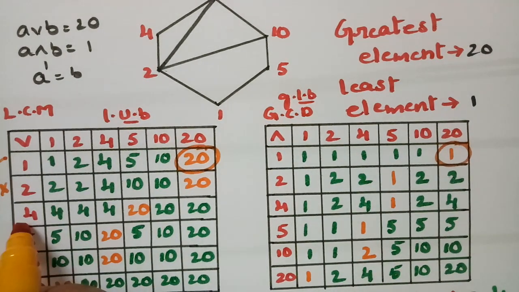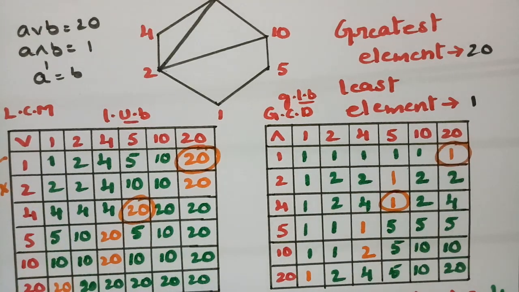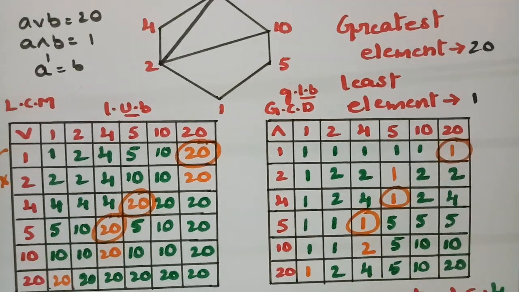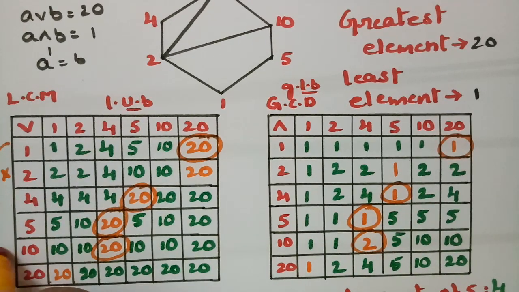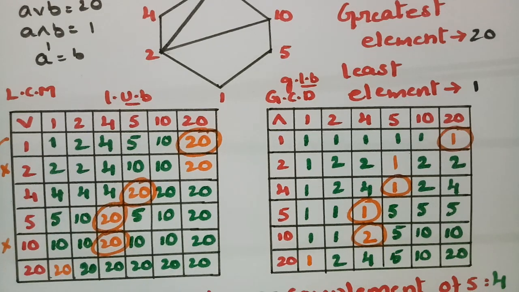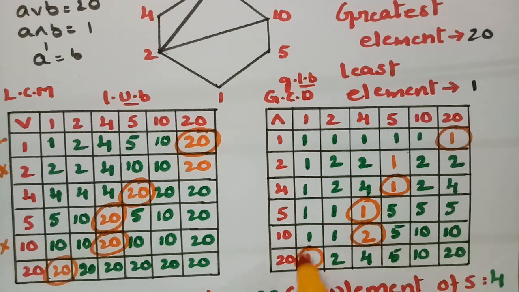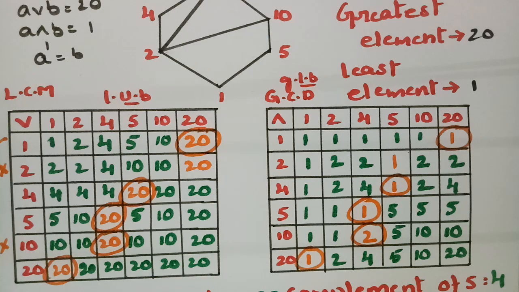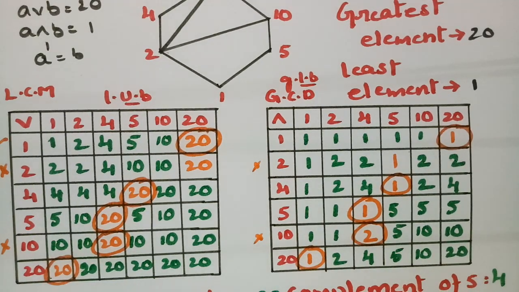And next coming to 4, see here the fourth position, the greatest element is here and the least element is here. And coming to 5, we have the greatest element here and the least element here. And coming to 10, here is the greatest element and there is no least element here. So this 10 doesn't have a complement. And coming to 20, so we have a complement here, with the greatest element and the least element. See here, there is a problem with 2.